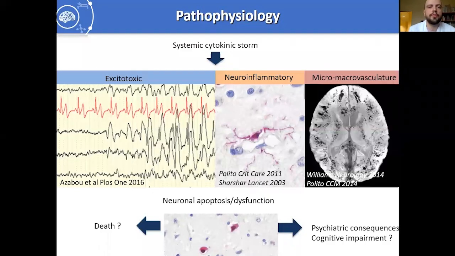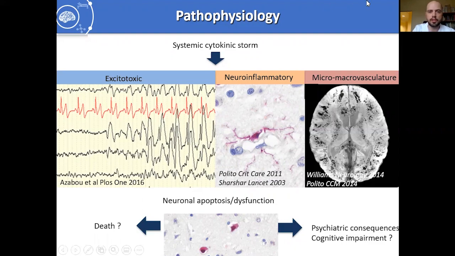The pathophysiology of sepsis-associated encephalopathy starts from the activation of the immune system that produces a systemic cytokine storm. Three main processes occur in the brain in response to this cytokine storm, which are the excitotoxic process, the neuroinflammatory process, and the micro-macrovasculature activation. All these lead to hypoxia in the brain, neuronal apoptosis, and dysfunction, which explain the increased mortality associated with SAE.